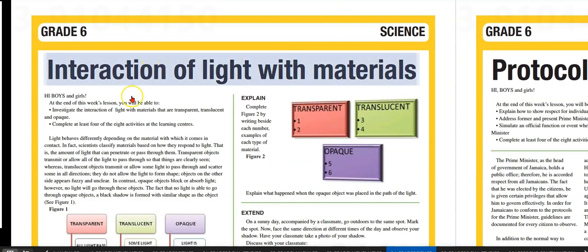In this episode, we looked at the interaction of light with materials. We wanted to investigate the interaction of light with materials that are transparent, translucent, and opaque. Complete your activities at the learning centers, and I will see you in the next episode.